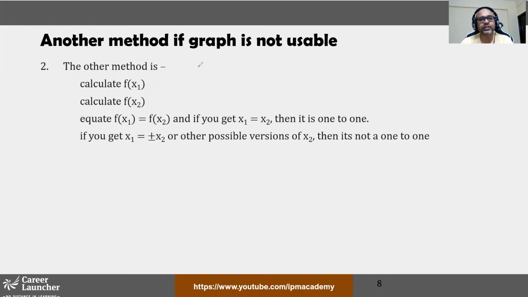What you will do is you will take the expression given to you, which is a function, calculate f of x1 and f of x2, and then equate them. And if you end up getting x1 equal to x2, then it is called a one-to-one function. If you get something like this or any other possibility, it is not a one-to-one. Now this might look a bit confusing, so let me explain this with the help of an example.